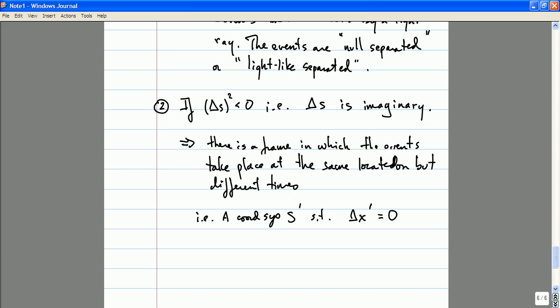So let's quickly see why that is the case. Given an original frame where delta x and delta t are non-zero, then delta x prime is gamma times delta x minus v delta t. And that can be set to 0 if we choose the frame which is moving at velocity v with respect to our original frame S, where v is just given by solving that equation, so it's going to be delta x divided by delta t.